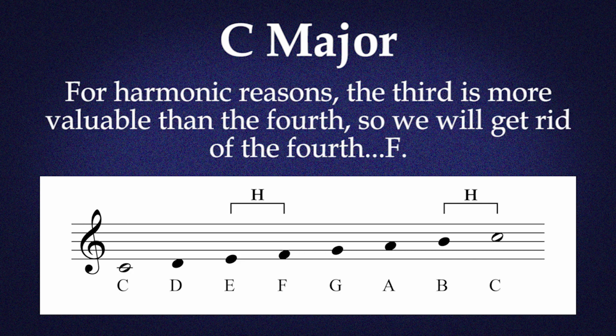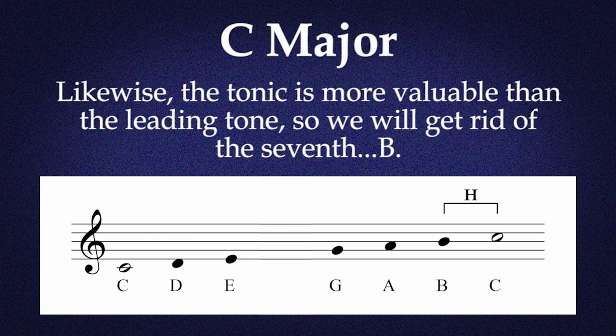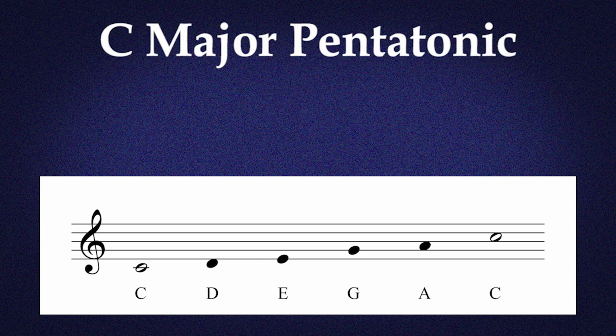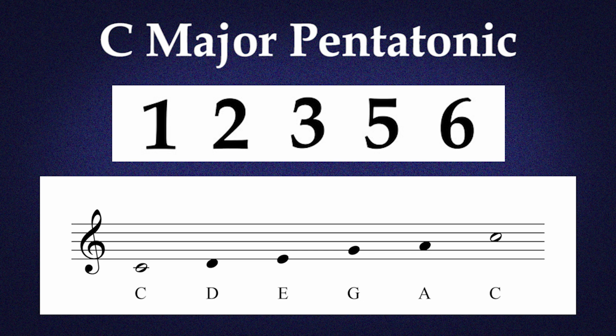For harmonic reasons, the 3rd is much more important than the 4th, so we'll get rid of the 4th, F. And we clearly don't want to get rid of the tonic, so we'll get rid of the 7th, B. This leaves us with C, D, E, G, A, and C. This is called the C major pentatonic scale. Its formula is 1, 2, 3, 5, 6.